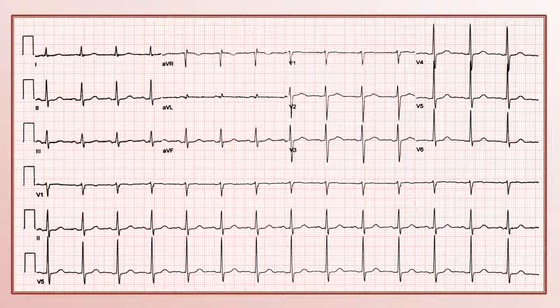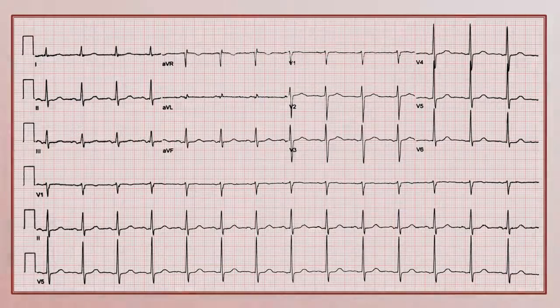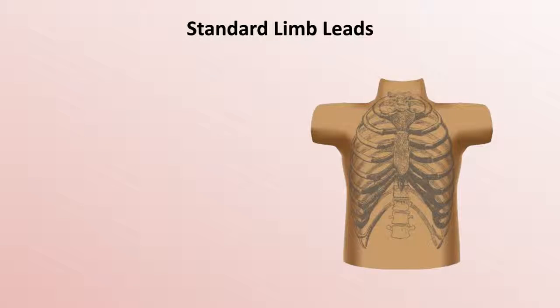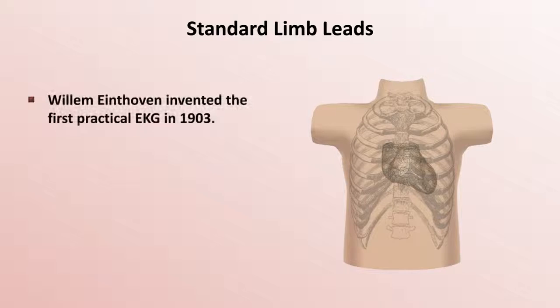I'll now discuss the three major types of leads, starting with the standard limb leads. For reference, here is a torso with a rib cage drawn in, and I'll make it just slightly transparent to reveal the approximate location and orientation of the heart inside. The standard limb leads date all the way back to 1903, when Wilhelm Einthoven invented the first practical EKG.